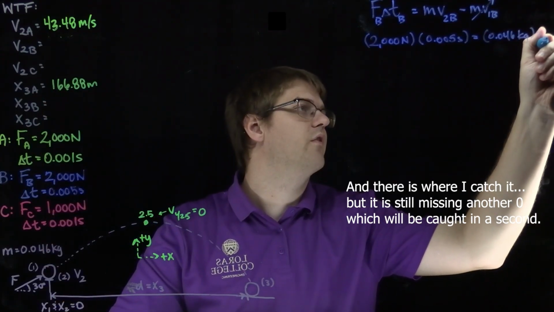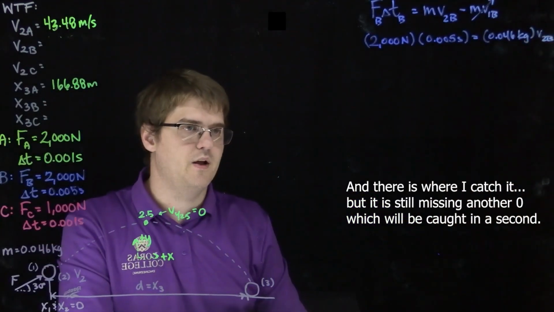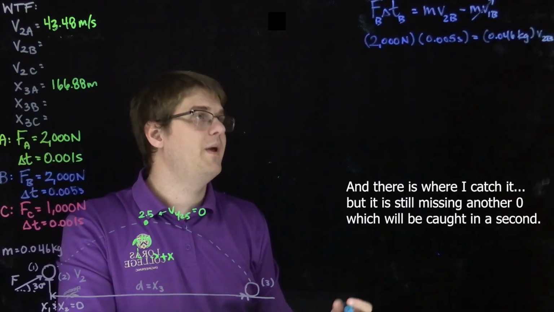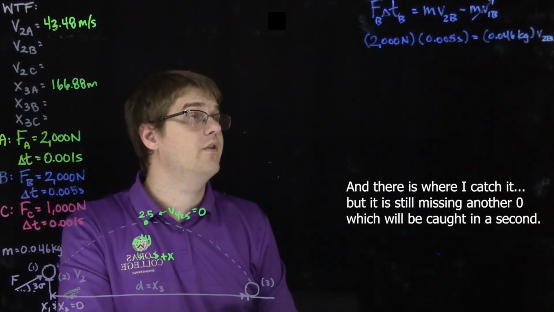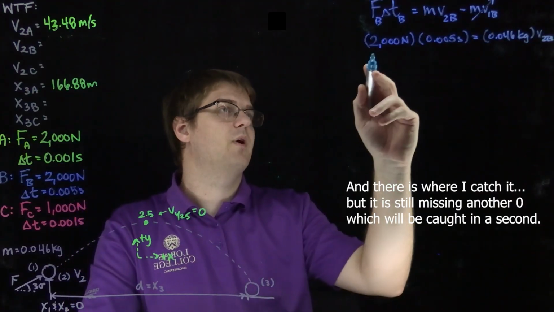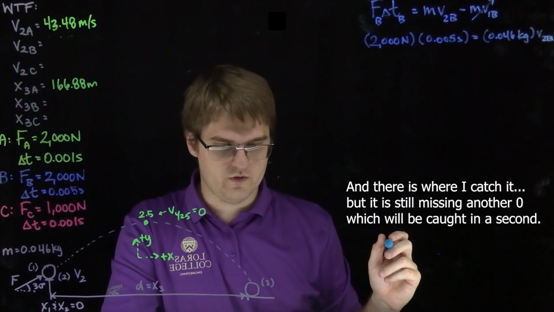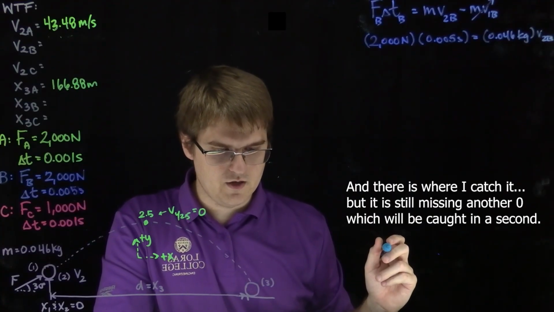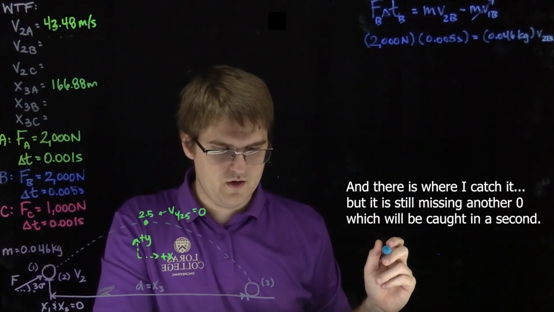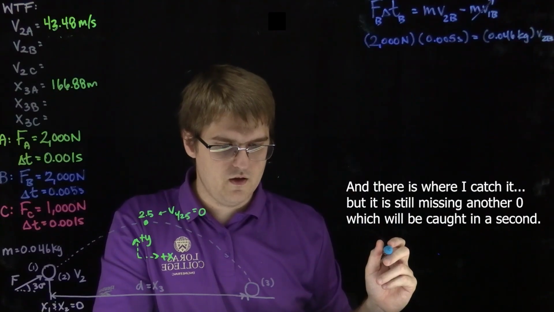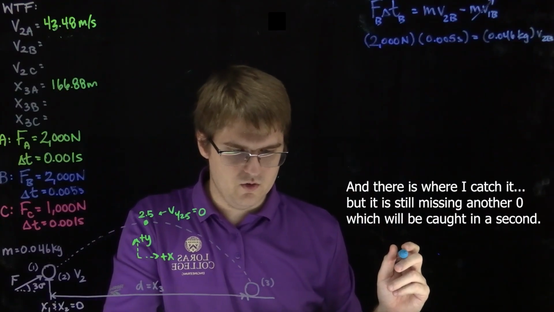2b is how I have it written over here. We'll try to match my other stuff, although this pen is not writing well enough that I think you can read it. I take my 2,000, multiply it by 0.005, divide it by 0.046, and that is going to give me a value.